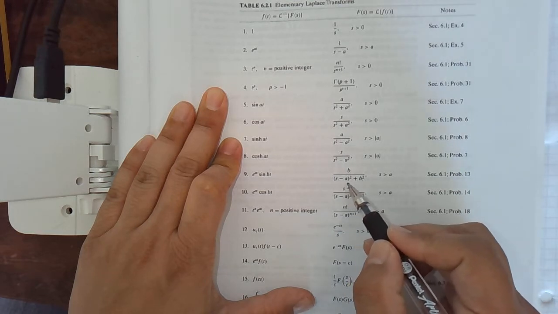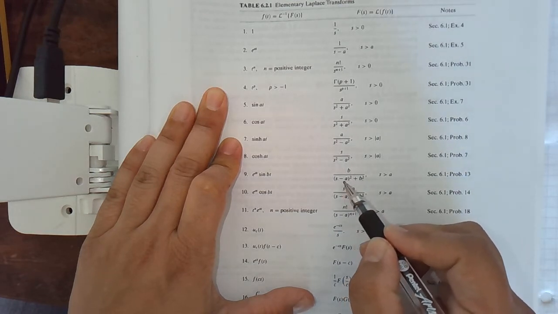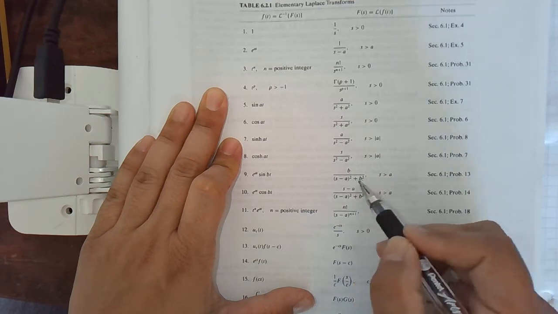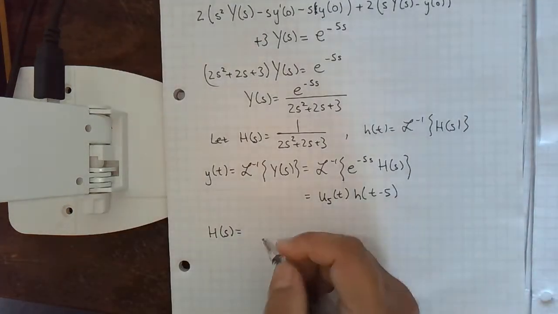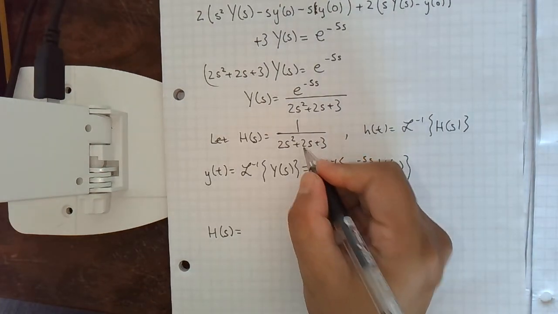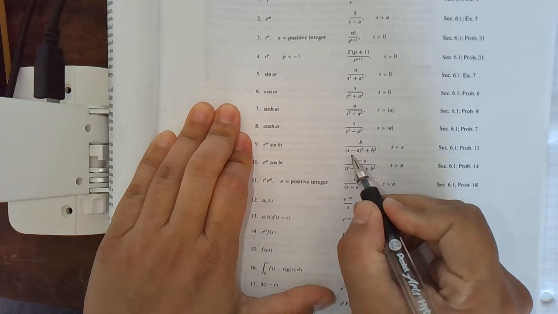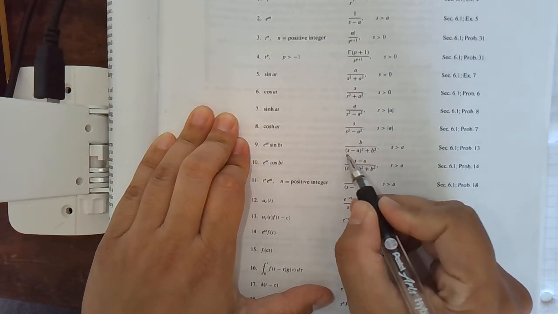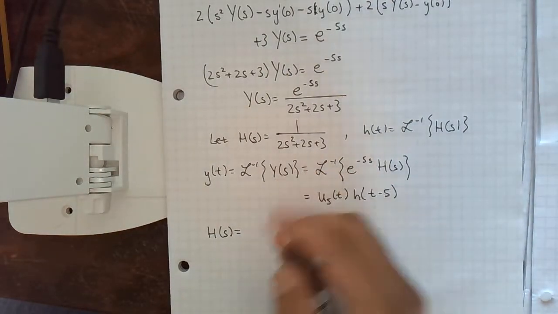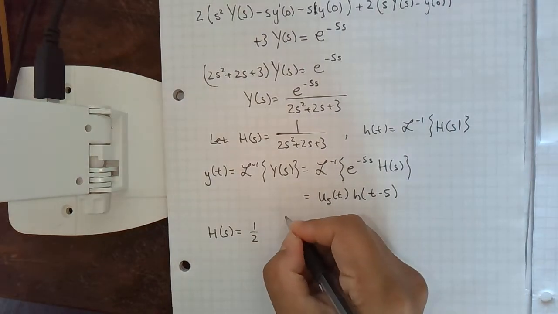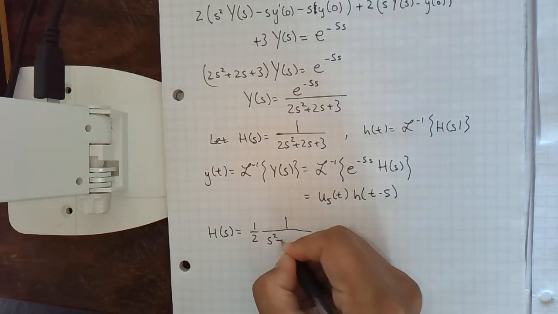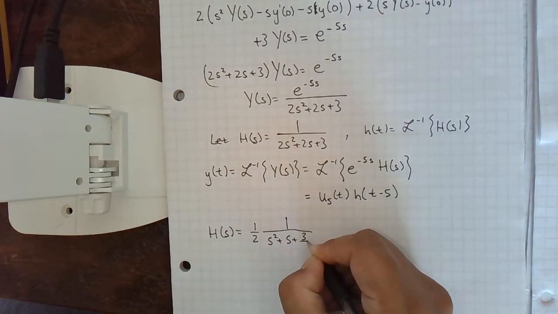It has an s term, so we're going to need to complete the square to figure out what a is, and then we'll do a little bit more manipulation to it. Okay, so complete the square, and also the coefficient in front of s squared in the bottom has to be 1. So we're going to factor out a 2 from the bottom, which means we get a 1/2 out front. And then this is 1 over s squared plus s plus 3 over 2.